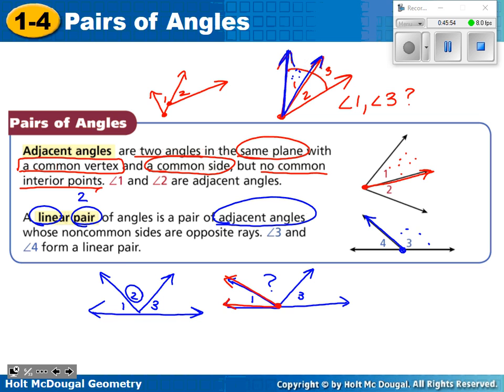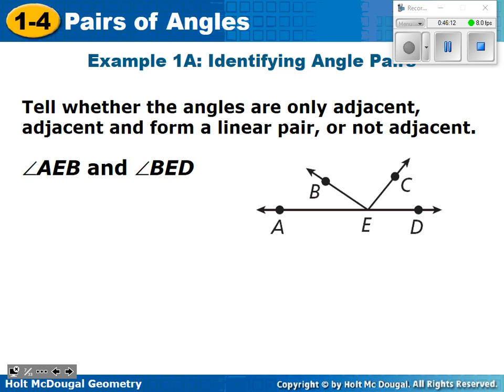It takes this middle angle's value to add with it in order to be 180 degrees, a straight line. So this is not a linear pair. A linear pair is two angles that together form a straight line. Does that make sense? Okay, we're going to see how well it makes sense on this next part. There are going to be several examples in your notes. We're going to go through them together.